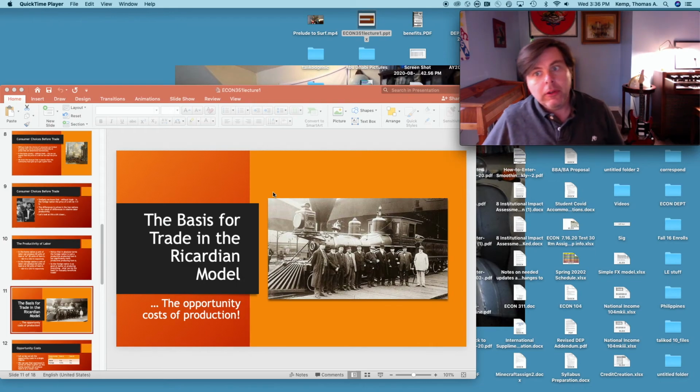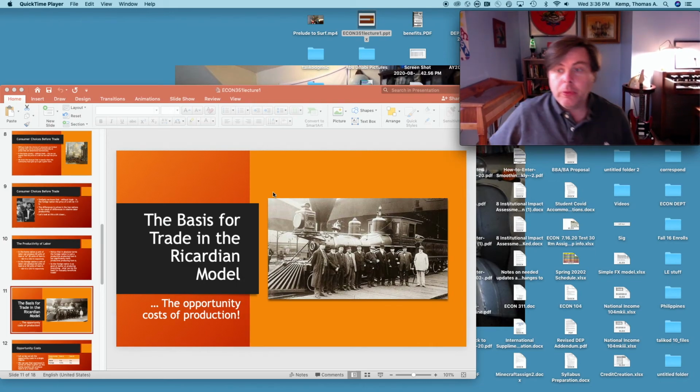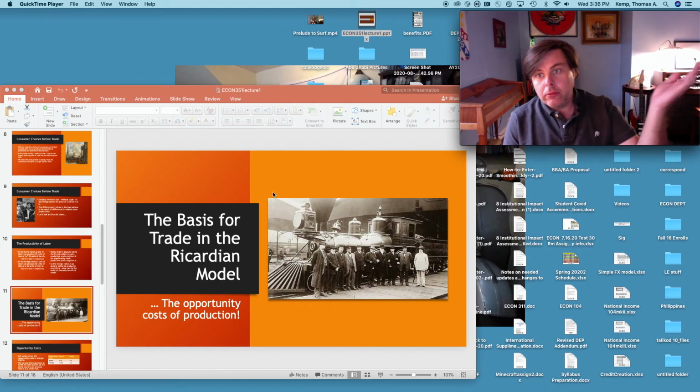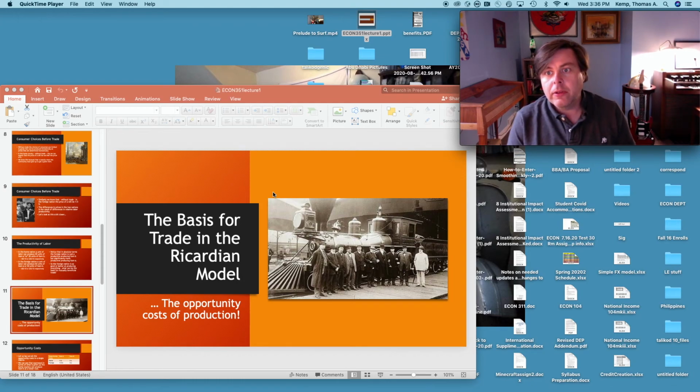Okay, so that's where you should be at this point. Now, those different opportunity costs that you've calculated, or that are in the previous slides, are the basis for trade in the Ricardian model. So trade is possible because the 2 countries are different. How are they different? They have different opportunity costs. Why do they have different opportunity costs? Because they have different labor productivities.